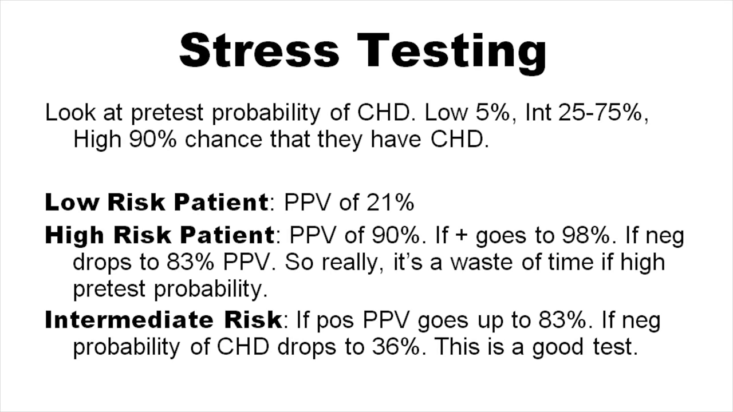Smoked, maybe didn't really smoke a lot, but we're not really sure. Their chest pain sounds pretty real, but it's a flip of a coin. 50% chance they either have it or they don't. So those are the ones we call intermediate risk.